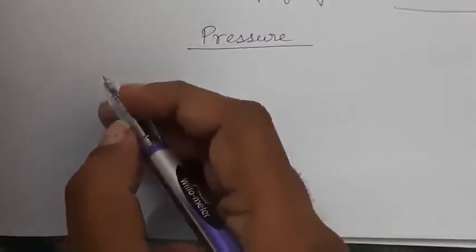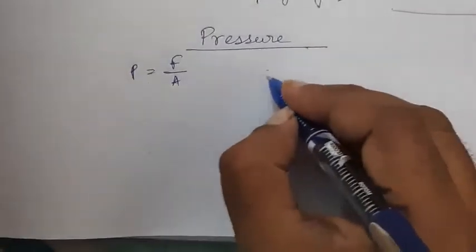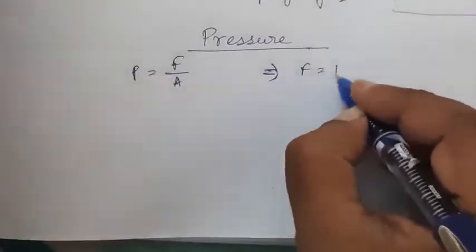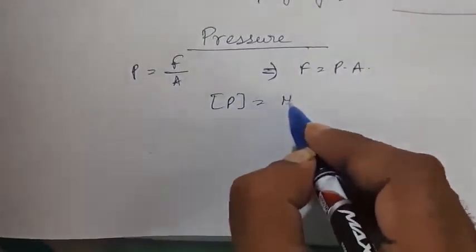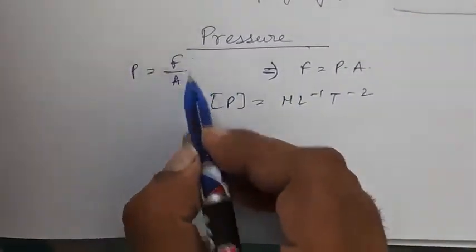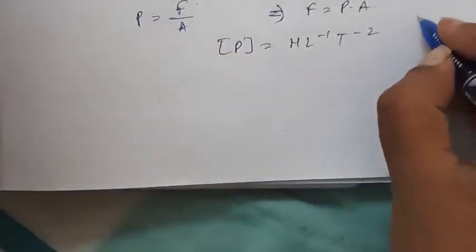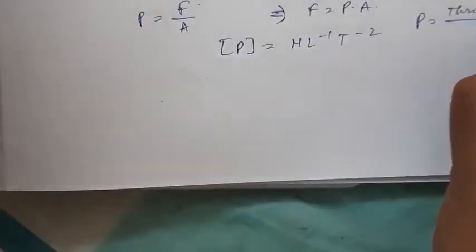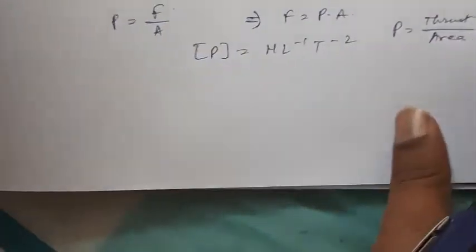Now pressure, we all know pressure is equal to force per unit area. Therefore force is equal to pressure into area. The dimension of pressure is equal to M L minus 1 T minus 2, dimension of force by dimension of area. Now for pressure we always write, for F we write the term as thrust and not as force. Thrust by area. The dimension of thrust is same as that of force. So the term thrust means force.